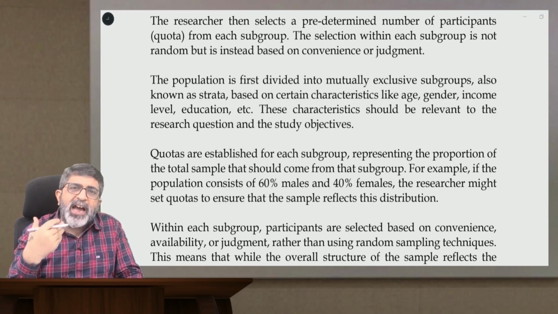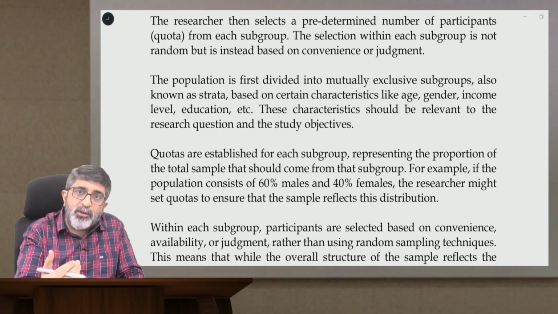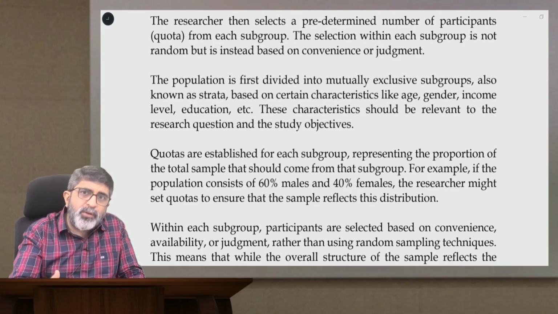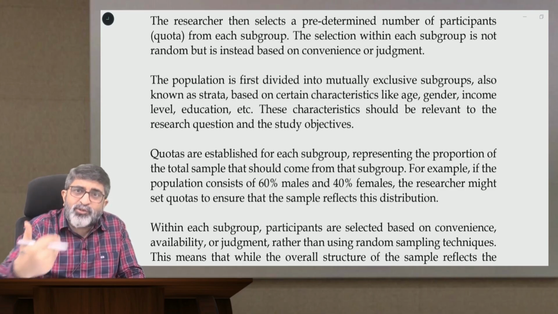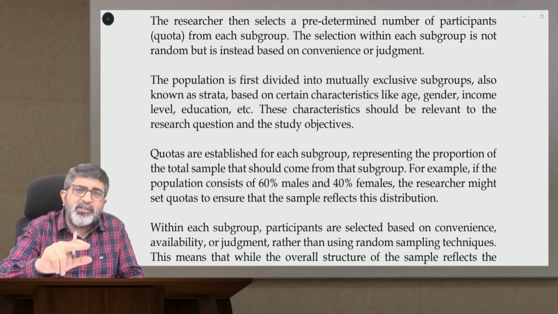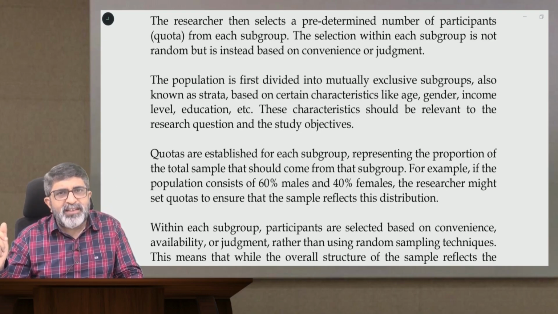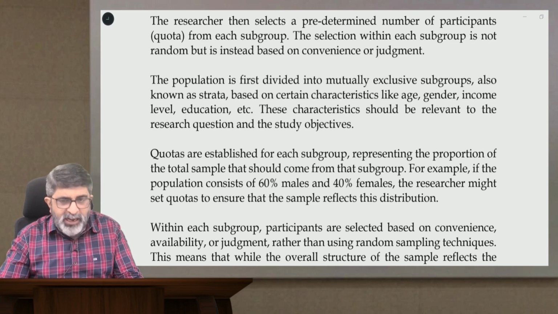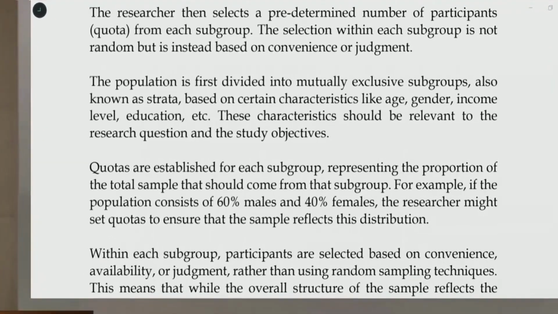That shows that I am applying quota sampling, where for selection within the strata, it could be either judgmental or convenience sampling that may get involved. So that is all about quota sampling.